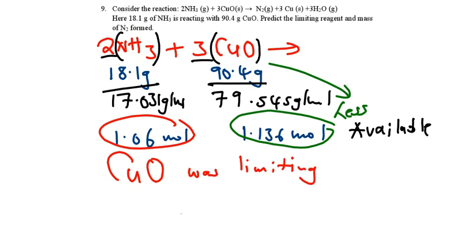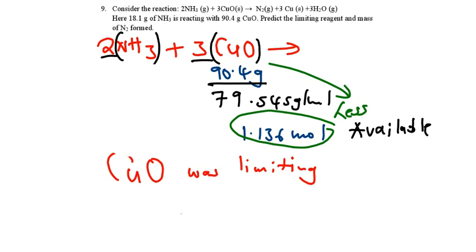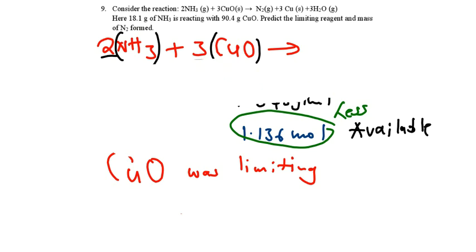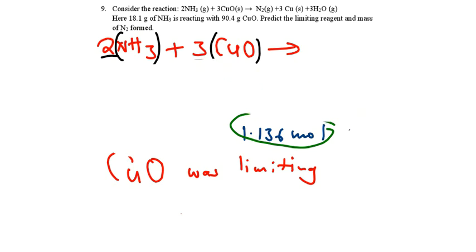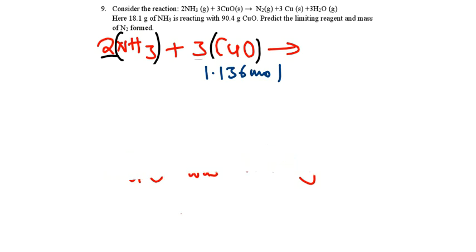Others have got other ways of showing it, but this is the way that I prefer showing it. Okay? So if copper 2 oxide was limiting, then its number of moles is what we are going to be using in our calculations, because it's the one that's going to be limiting the product. So we'll use its value. The value was 1.136 moles. These are the moles of copper oxide. So it will be useful in our calculations.